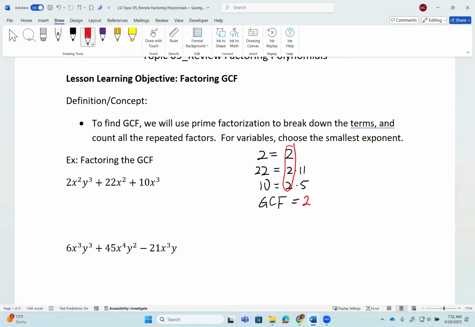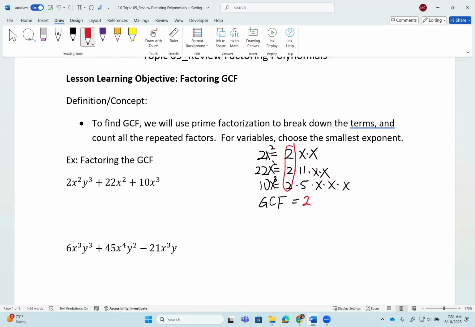All right. Here I wrote for the variable, choose the smallest exponent. Why is that? Well, the first term is 2x squared y to the third, right? X squared means x times x. The next term, 22x squared. X squared means x times x again. The third term, 10x to the third, right? X to the third is x times x times x.